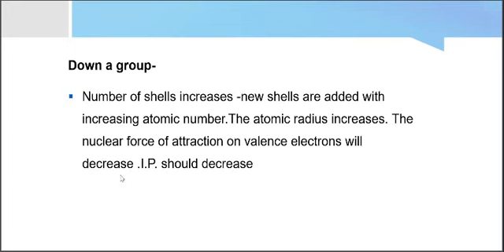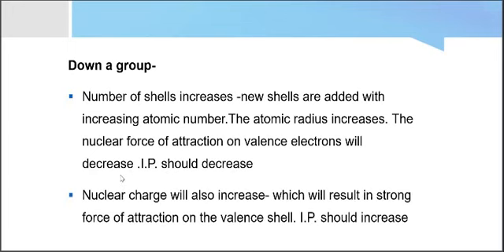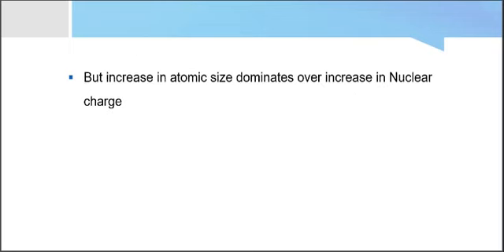But so ideally the IP should decrease, but as we move down a group, the nuclear charge also increases, and when the nuclear charge increases, the nuclear force of attraction will increase, and more energy will be required to remove the electron from the valence shell. So according to this, the ionization potential should increase. So both these statements contradict each other.